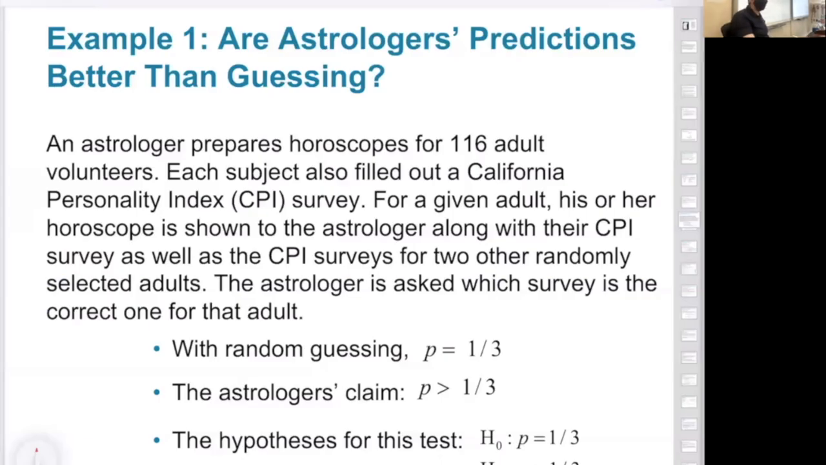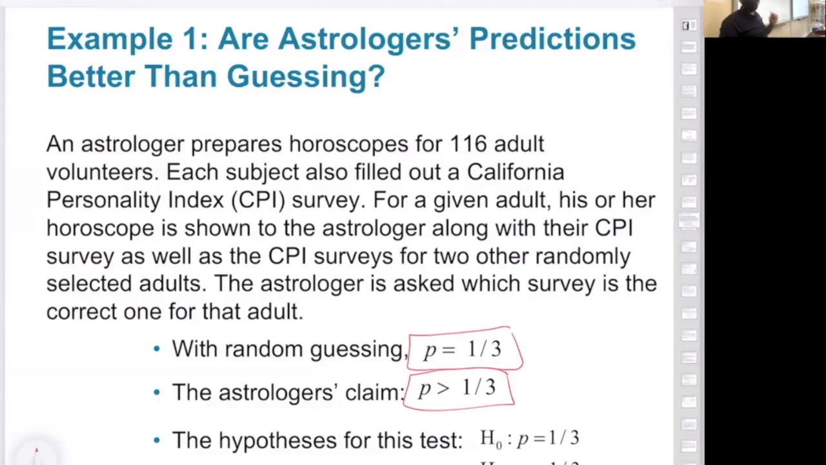So what is the proportion for the correct survey here? It will be 1/3, right? We have three surveys and one of them is correct, so the probability of success is 1/3. So by random guessing, the population proportion P is equal to 1/3, right? But maybe the astrologer claims no, it's not equal to 1/3, it's greater than 1/3.